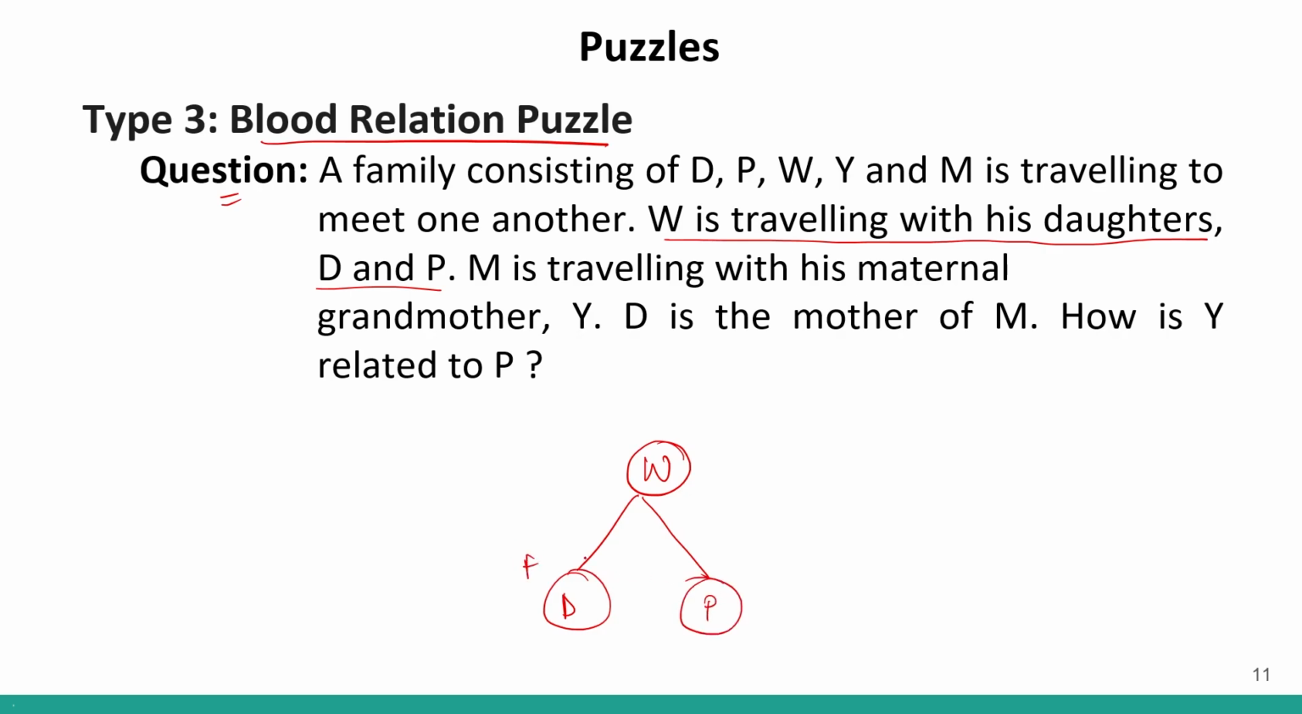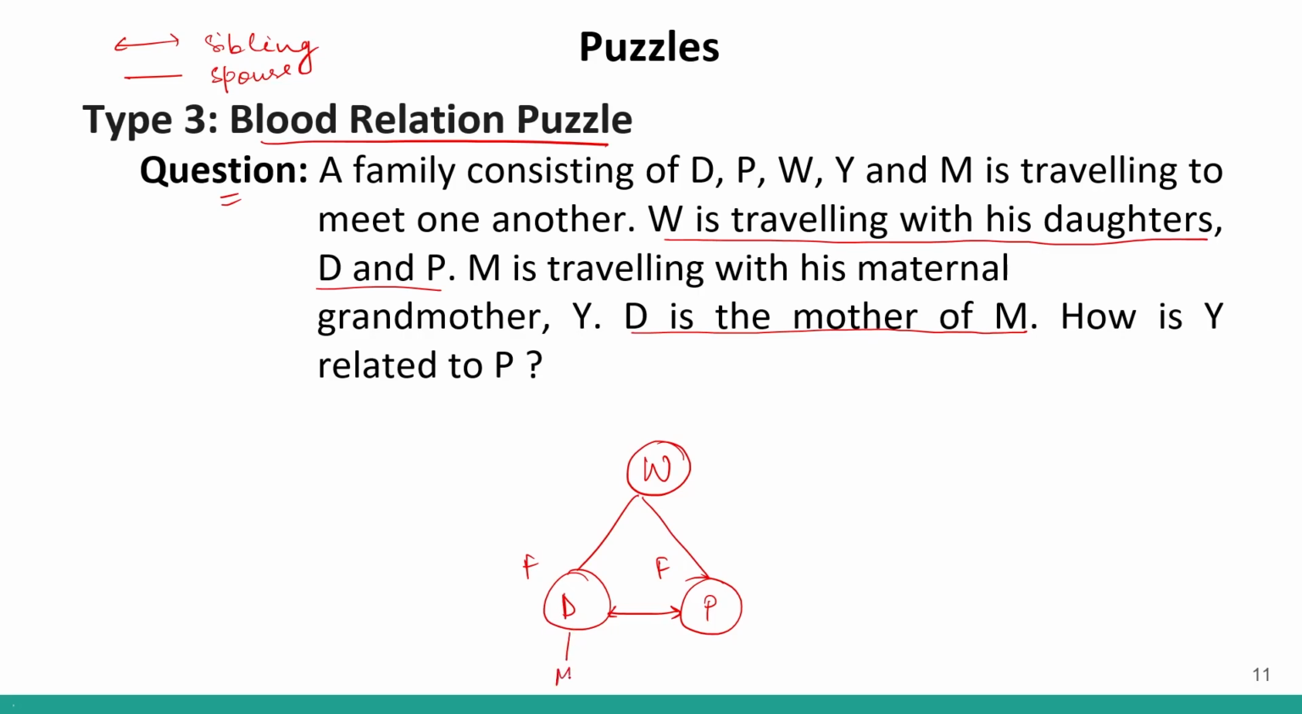So daughters means they are female, correct? And they are siblings. I'm using this to denote the sibling bond in the same generation, and I'm using this within the same generation to denote the spouse bond. Okay? M is traveling with his maternal grandmother Y. So let us hold this information. M is traveling with his maternal grandmother Y. D is the mother of M. Okay, so D is the mother of M.